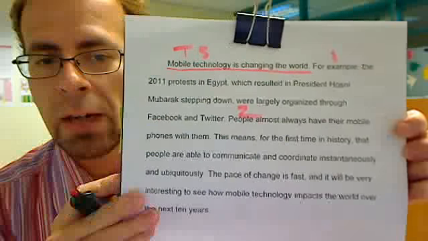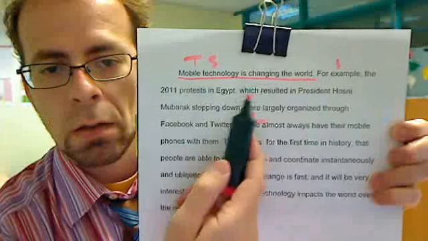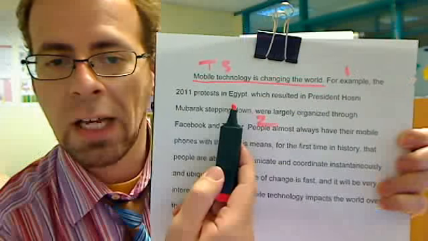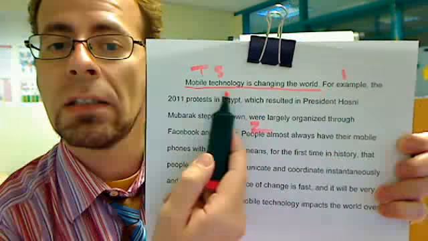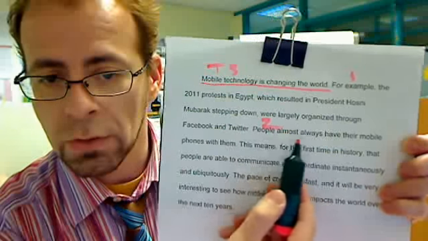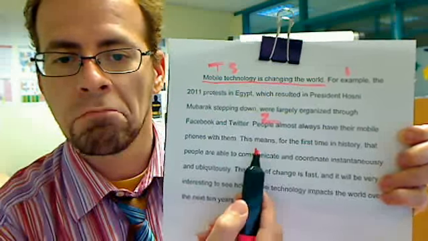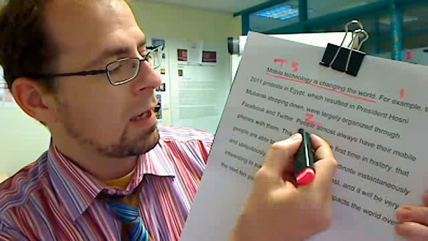People almost always have their mobile phones with them. Now remember, my topic is not Egypt. My topic is mobile technologies changing the world. So I go back to talking about phones. People almost always have their mobile phones with them. All right, I'm back on track there.